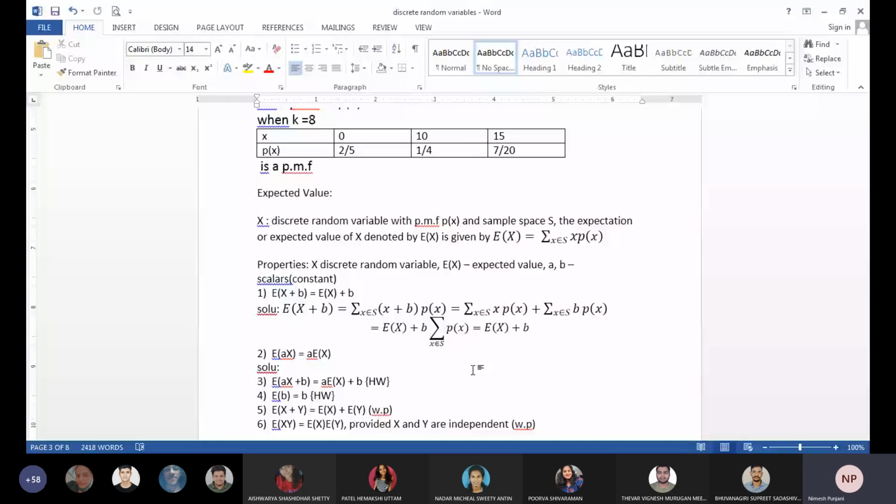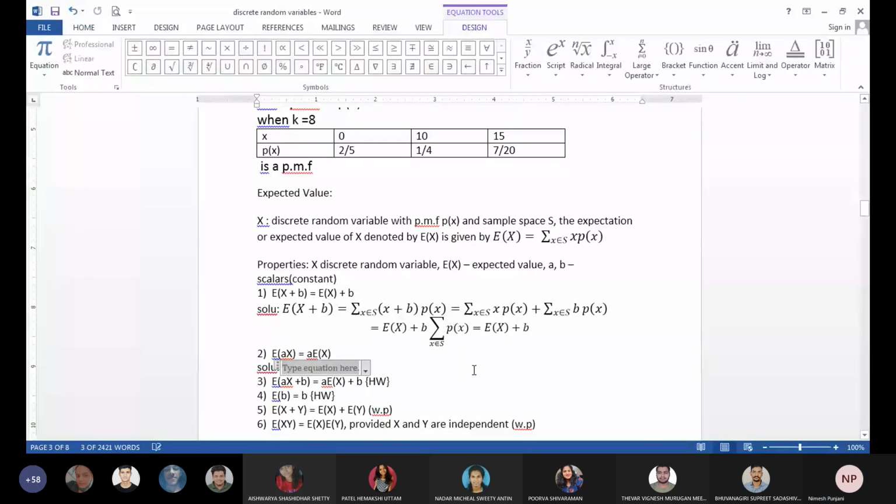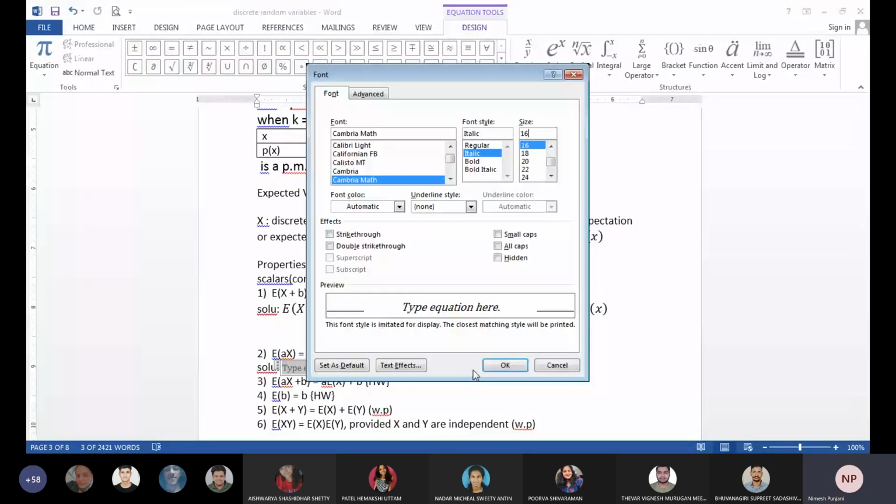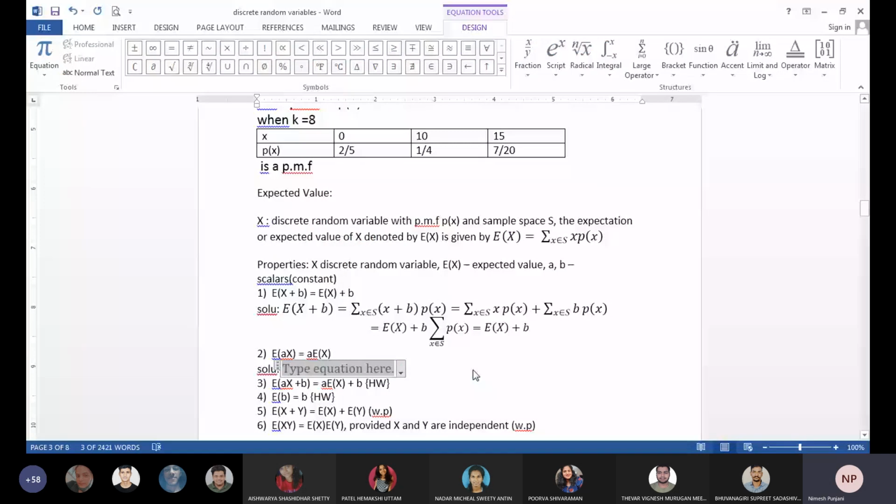So this is the proof of the first one. Is this okay to everyone? So expected value of x plus b is expected value of x plus b.